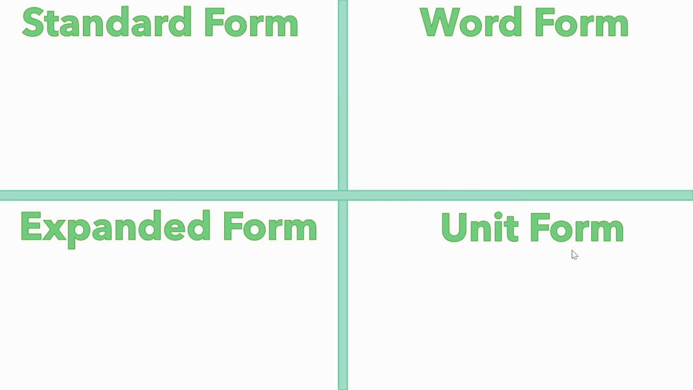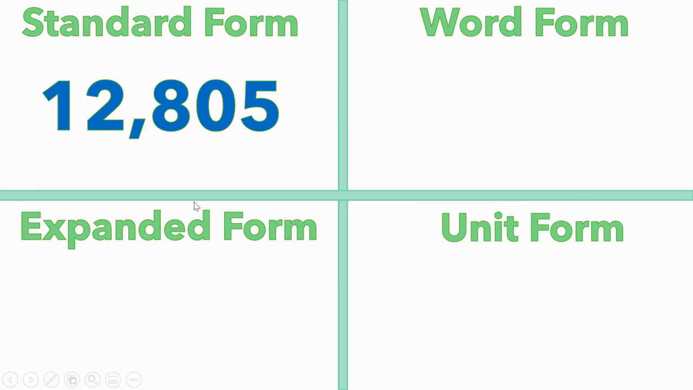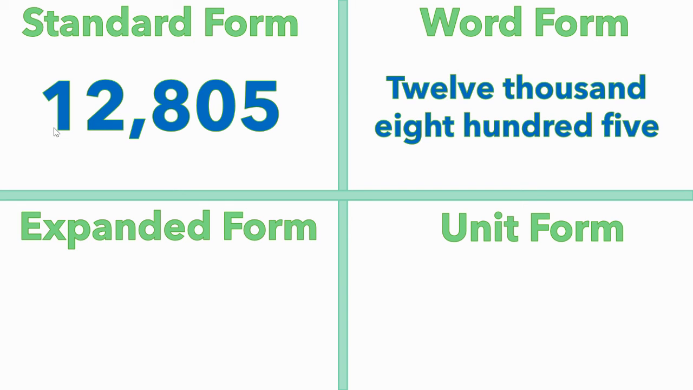Let's try one more number, writing it in all these different forms. We're going to represent 12,805 in standard, word, expanded, and unit form. Remember, standard form is how we normally see a number. It's the standard. Word form is how we would read this number. So we see it as twelve thousand, eight hundred five. Notice we didn't use the word "and" because there's no decimal point.